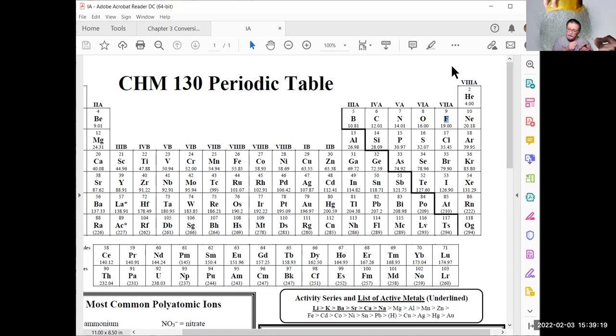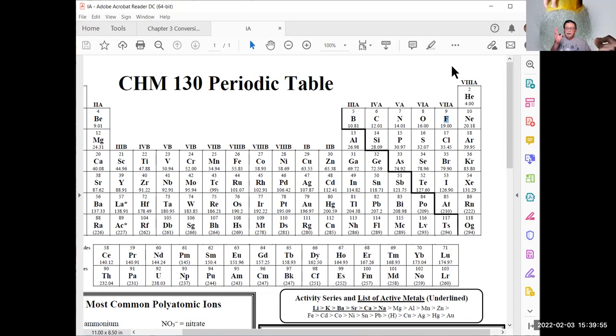And when you gain electrons, you end up with a charge. So fluorine has nine protons, nine electrons. It's a nonmetal, and it will gain an electron. So now it still has nine protons, but now it has 10 electrons. So the net charge, guess what, is a negative one. But more on that. And we'll know that just by looking at its position on the periodic table.